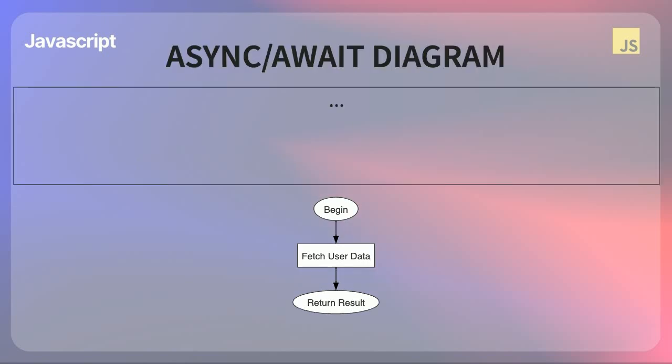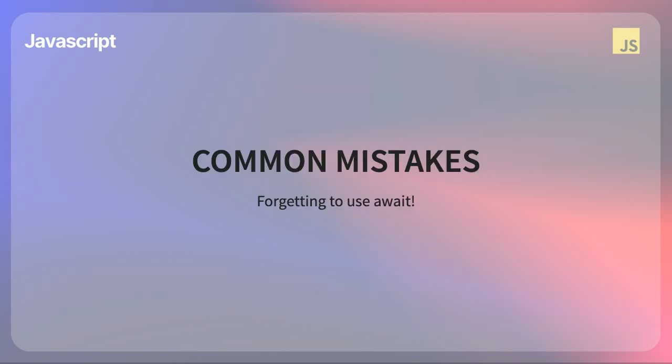Here's a diagram of how async/await works. It's like a dance between the caller and the promise. So what are some common mistakes to avoid when using async/await? Well, one thing is to forget to use await.